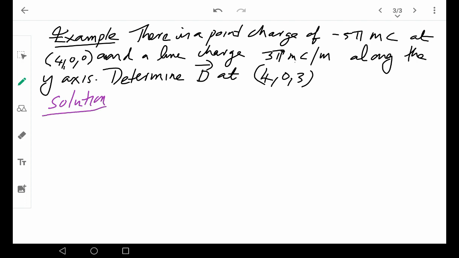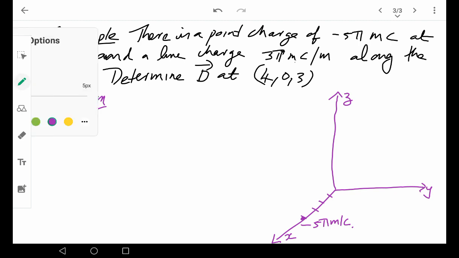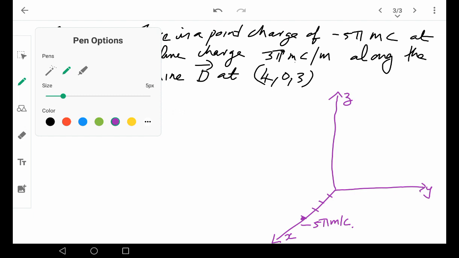In the solution, first we will draw the diagram. This is the y-axis, this is the x-axis, right? And this is the z-axis. You have a point charge at the point (4, 0, 0), x is 4, and y equal to 0, z equal to 0. So you have a point charge of minus 5π millicoulomb here, right? And you have a line charge of 3π millicoulombs per meter along the whole line.